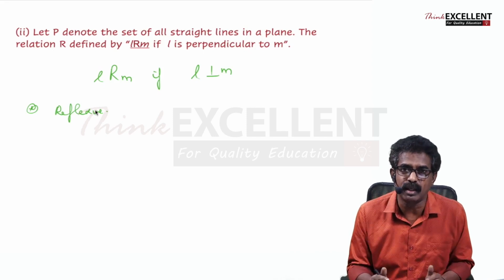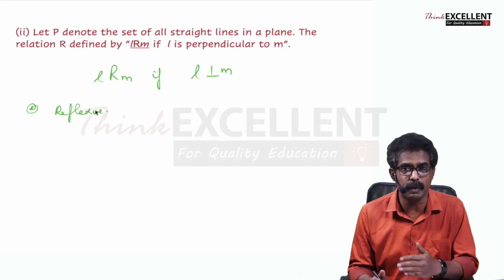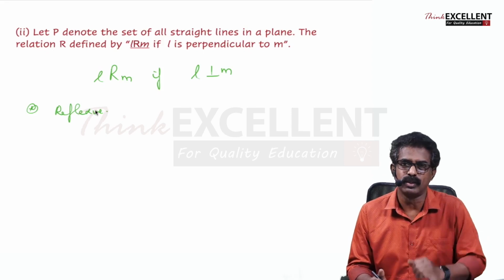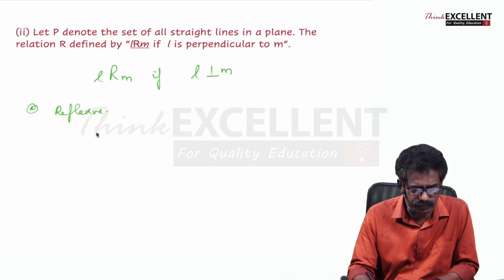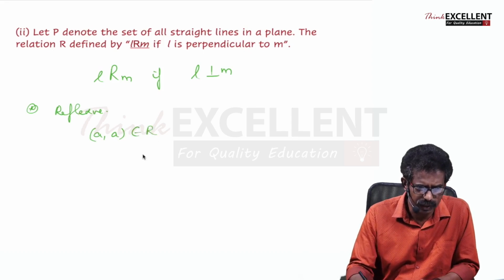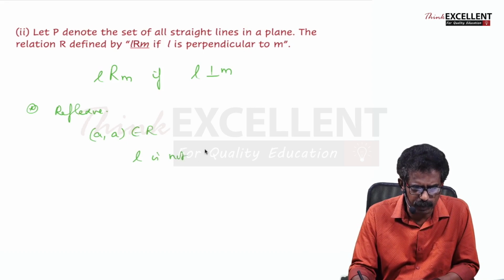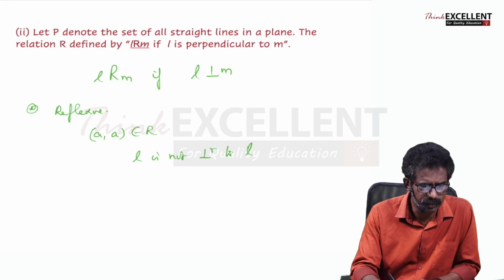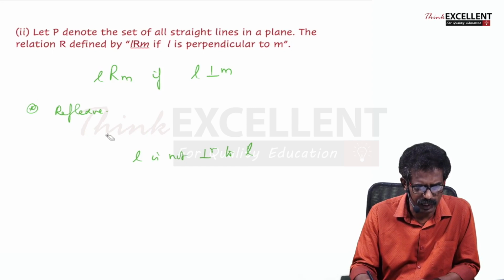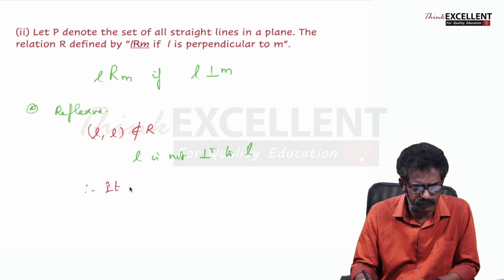L is perpendicular to L? No. L is parallel to L, you can say. Just it coincides, okay? You say they are parallel. But it is not perpendicular. So it is not reflexive. A comma A does not belong to R. Or you can say L is not perpendicular to L. So you can say it is not reflexive. Okay, so L comma L does not belong to R. Therefore it is not reflexive.